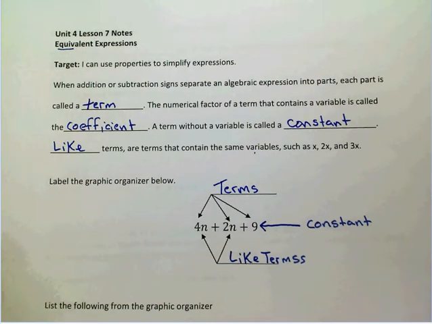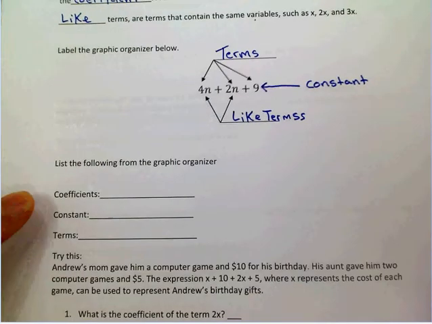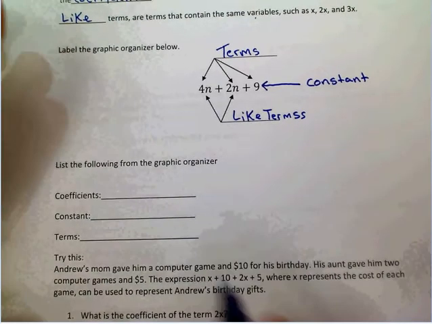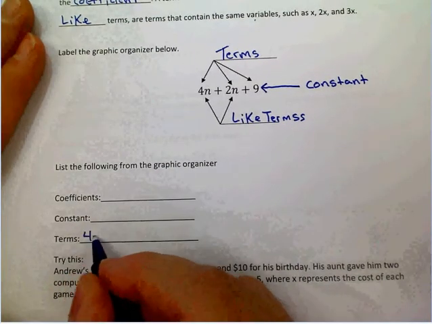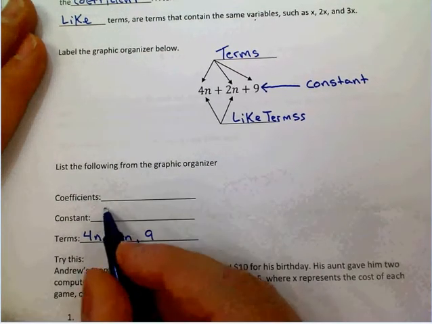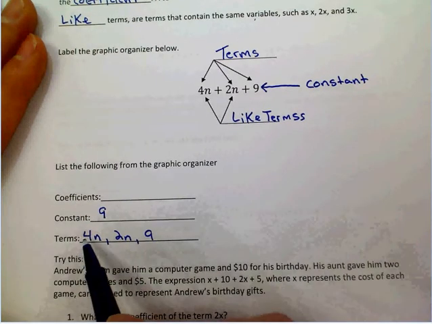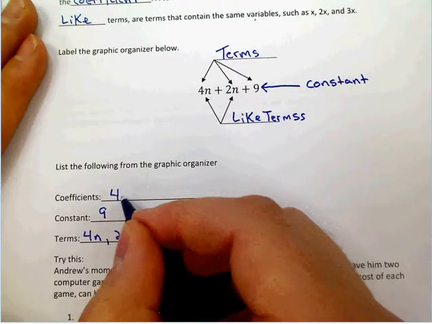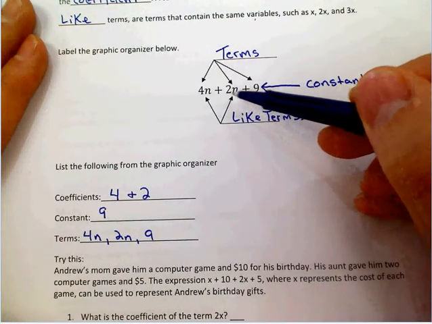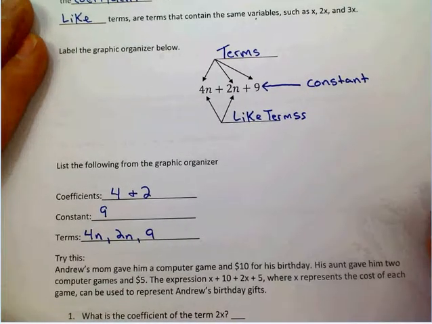Okay. From the graphic organizer, let's list our coefficients, constants, and terms. We'll start with terms since we already have that. Our terms are 4n, 2n, and 9. From there we know 9 is our constant, and 4 and 2 are our coefficients. Remember, a coefficient is paired with a variable: 2 times n, 4 times n. That's what makes it our coefficient.